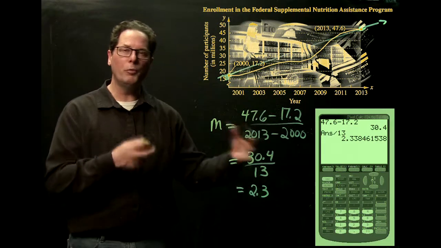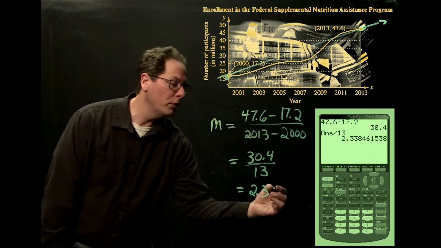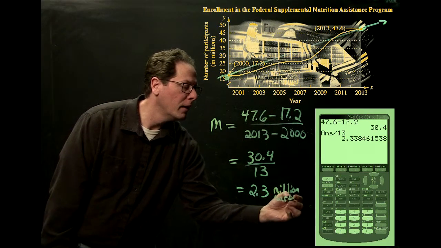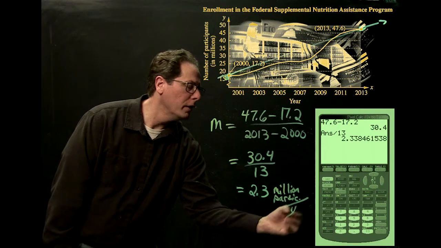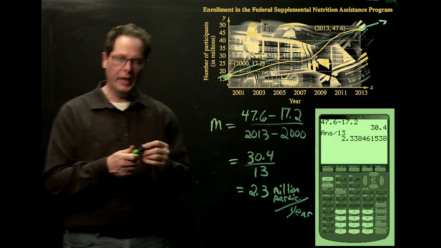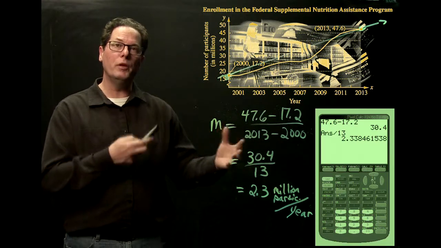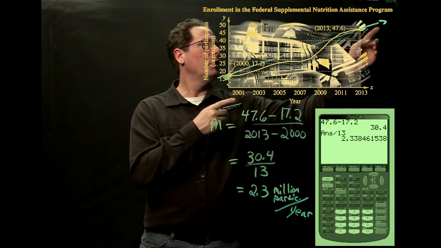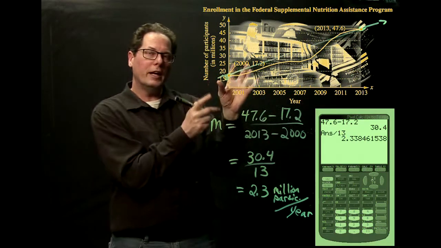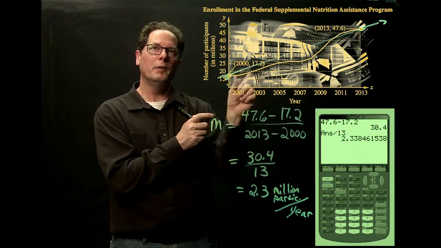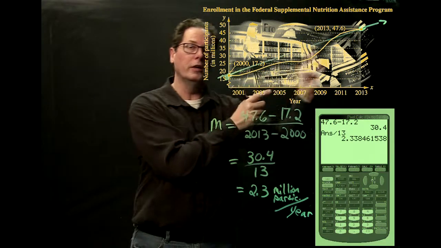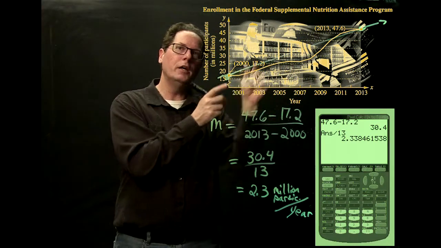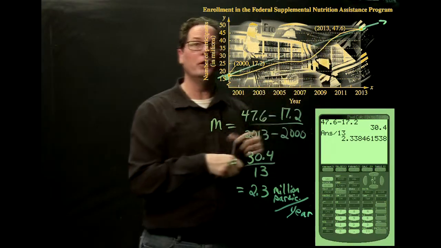So the answer here is not just 2.3. It actually means something. It's 2.3 million participants per year. So there's an average change of 2.3 million participants per year. Obviously, it's not exactly a change of 2.3 million every year, because there was even a decline here in the middle. But on average, each year saw an increase of 2.3 million participants.